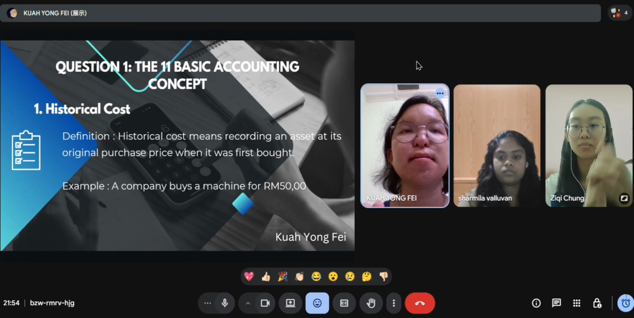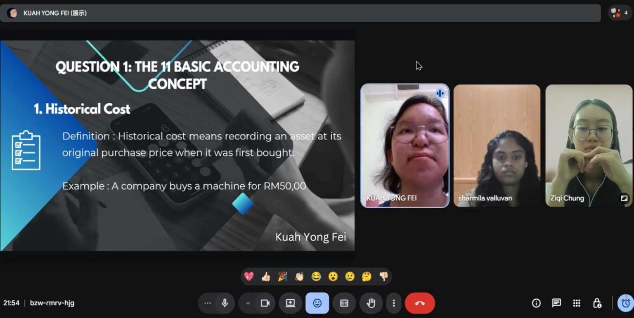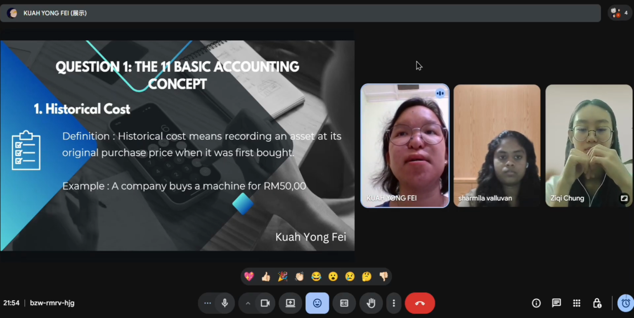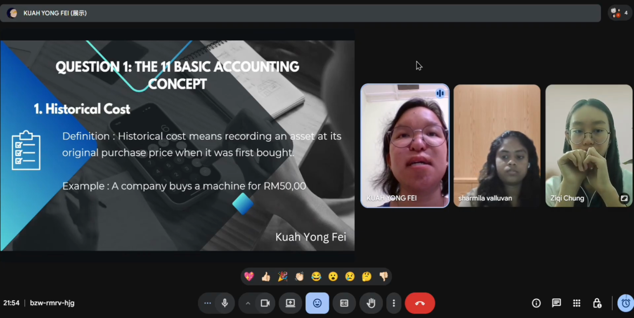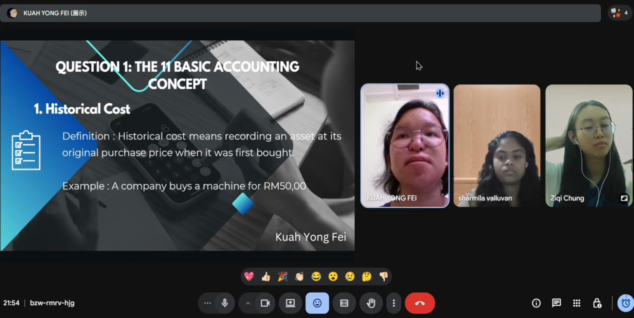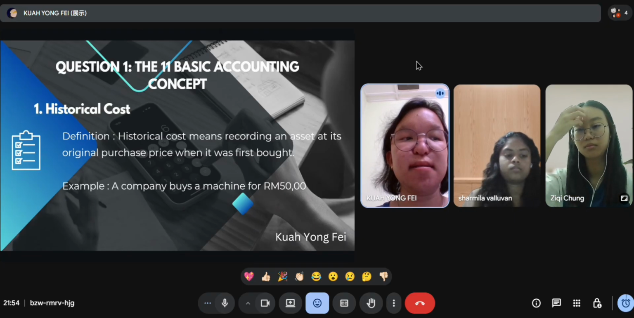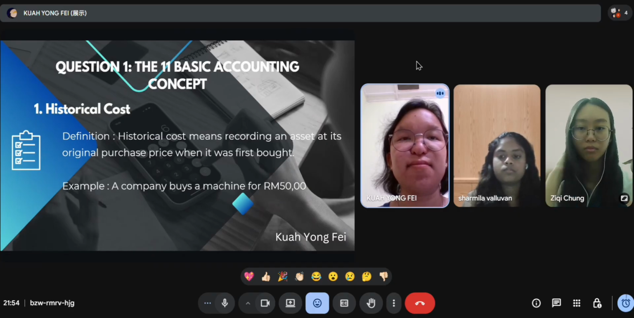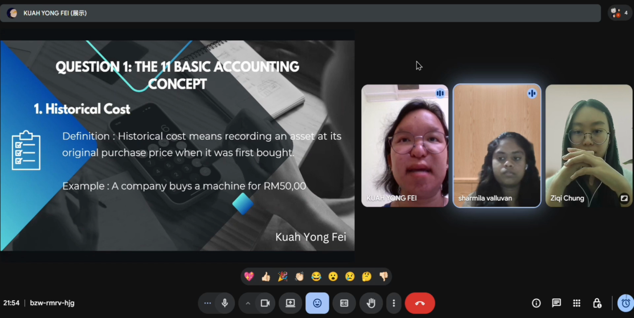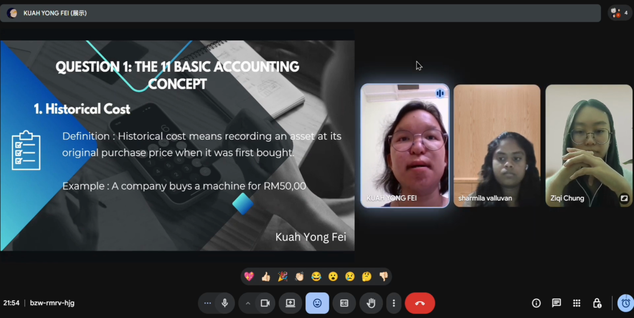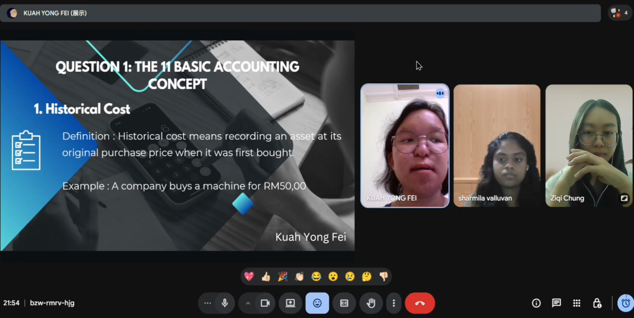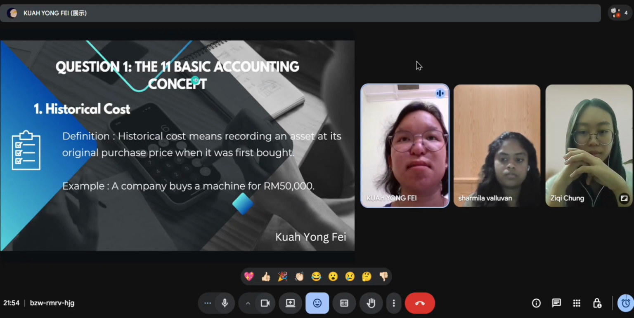historical cost. The definition of historical cost means recording an asset at its original purchase price when it was first bought. It doesn't change even if the market increases or decreases later. For example, a company buys a machine for 50,000. It will be recorded in the accounts at 50,000.